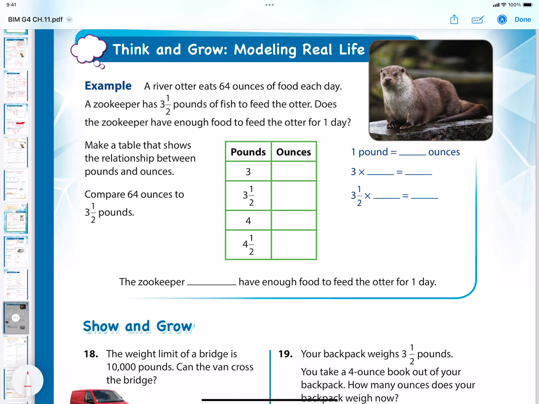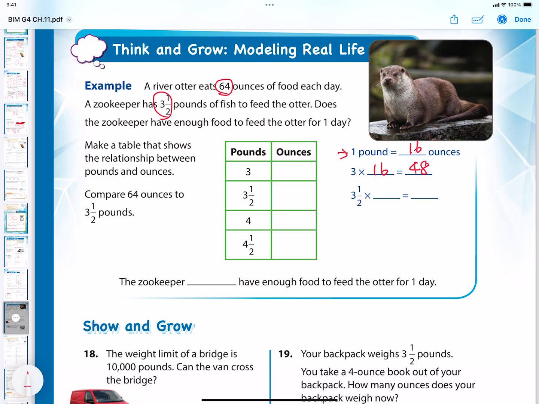Last page, guys. Example, a river otter eats 64 ounces of food each day. A zookeeper has 3.5 pounds of fish to feed the otter. Now, does the zookeeper have enough food to feed the otter for 1 day? Let's see. Make a table that shows the relationship between pounds and ounces. Compare 64 ounces to 3.5 pounds. All right, let's go ahead. 1 pound is equivalent to how many ounces? Remember? 16 slices of bread. Remember that, right? And then 3 times 16 is going to be 48.